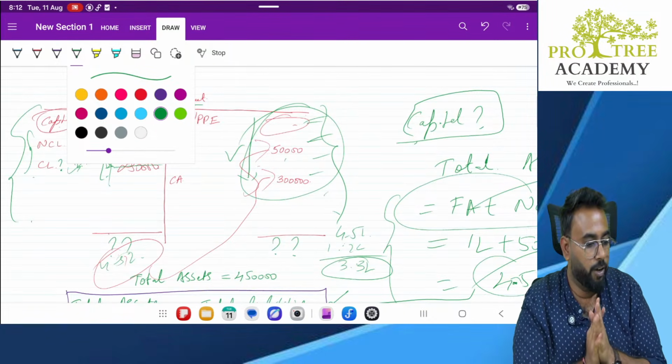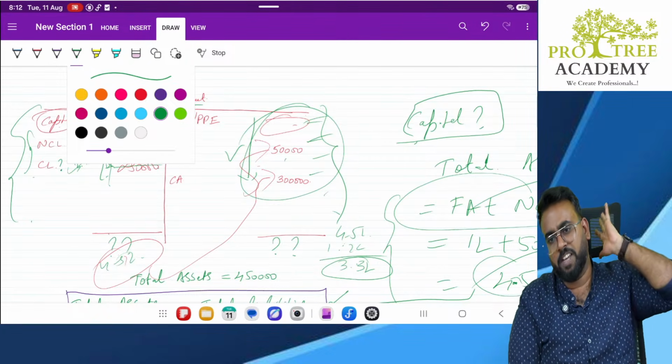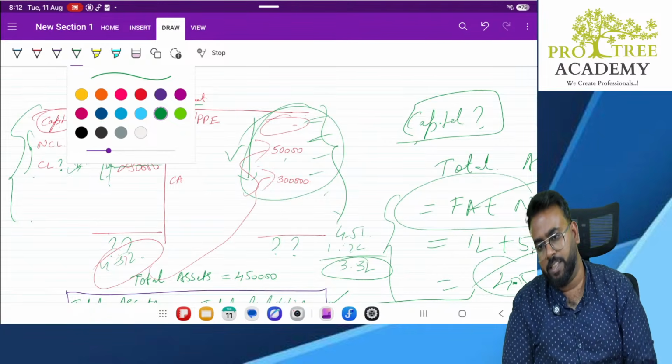Suppose you find your friend. Sir, my friend is worth 5 crore. 5 crore, he is worth 5 crore, my friend. How did you determine this 5 crore worth?